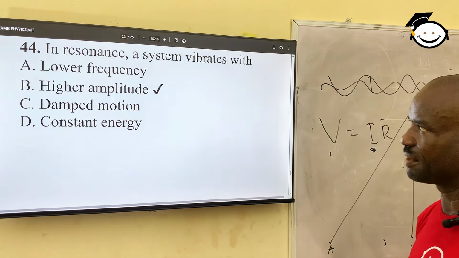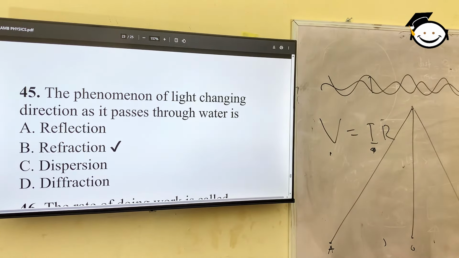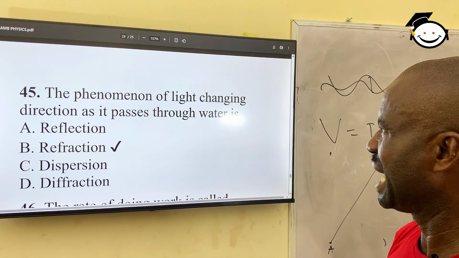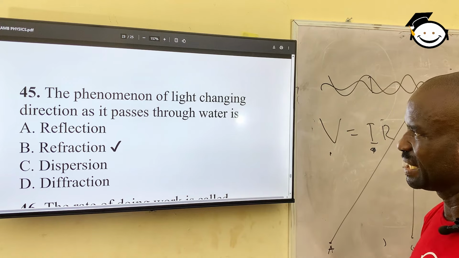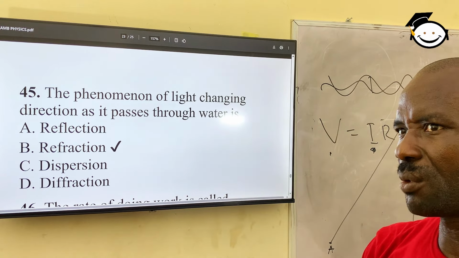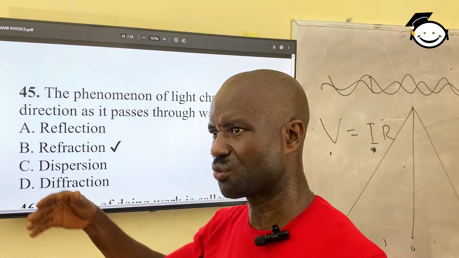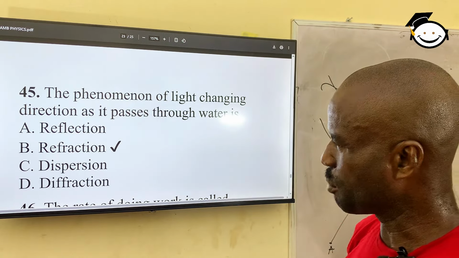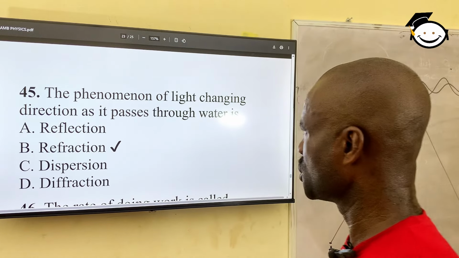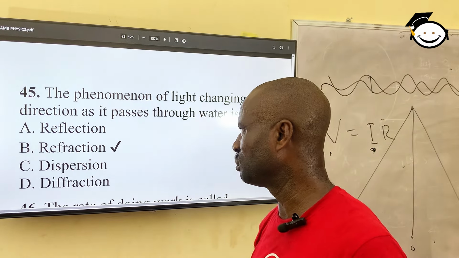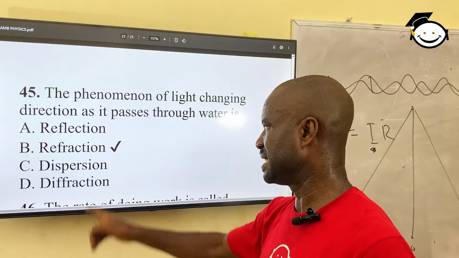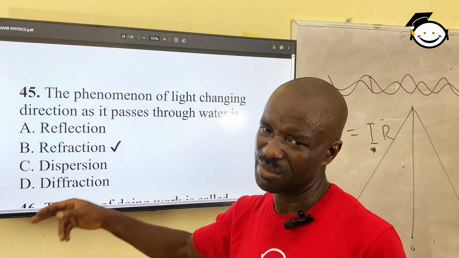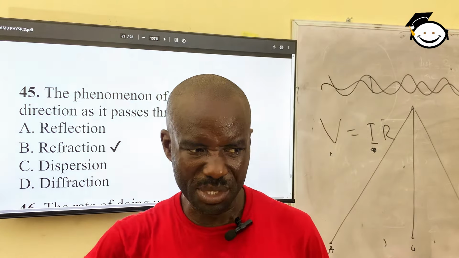Number 45. The phenomenon of light changing direction as it passes through water is, light moves from air to water. That's a different medium, so there will be a bending of the wave. So what is that called? Reflection? No. Refraction, dispersion, and diffraction. The correct answer is refraction. That is when a wave moves from one medium to another.